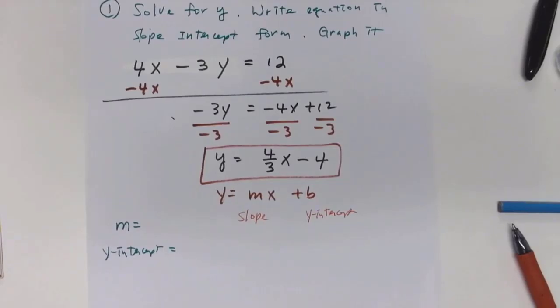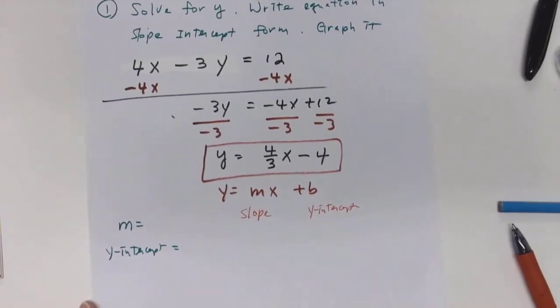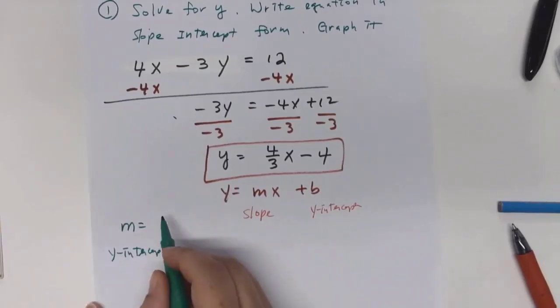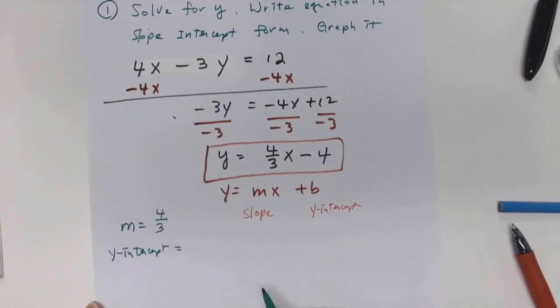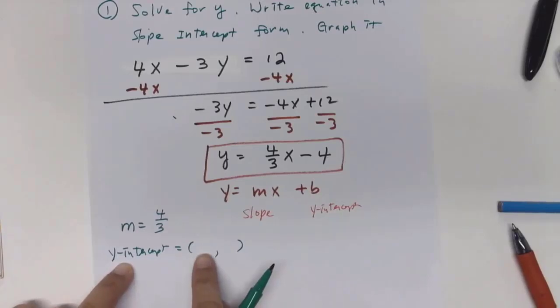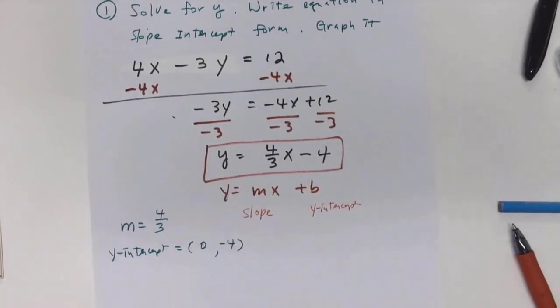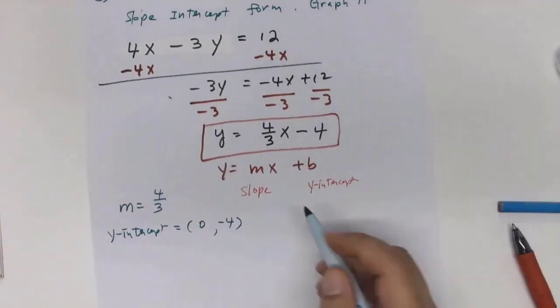Your m is 4 over 3, and the y-intercept is a point crossing the y-axis. For the y-intercept we always have what value for x? 0, and then this is a negative 4. Okay, so we're going to use that to graph.